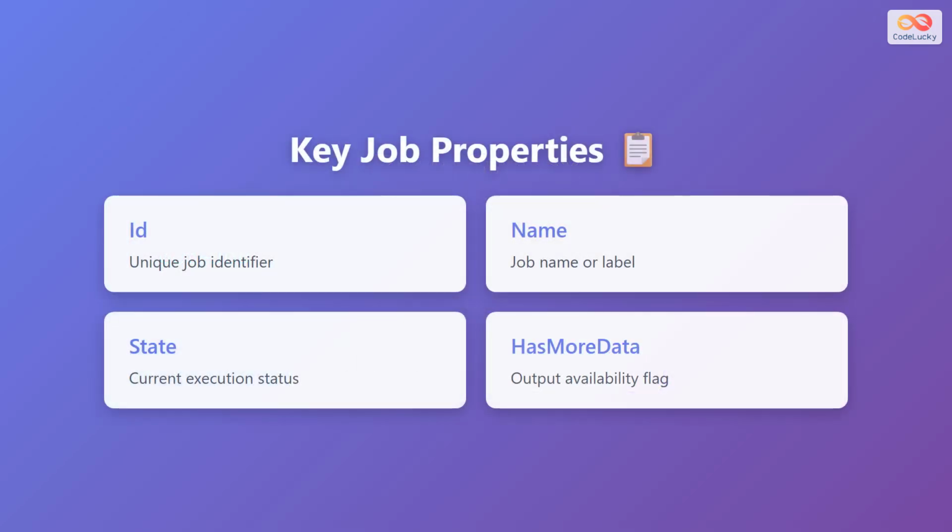Get-Job returns several important properties for each job. The ID property is a unique job identifier, a number that PowerShell assigns automatically. The name property is the job name or label, which you can customize when creating the job. The state property shows the current execution status, telling you whether the job is running, completed, or encountered an error. Finally, the HasMoreData property is an output availability flag that indicates whether the job has produced results you haven't retrieved yet.